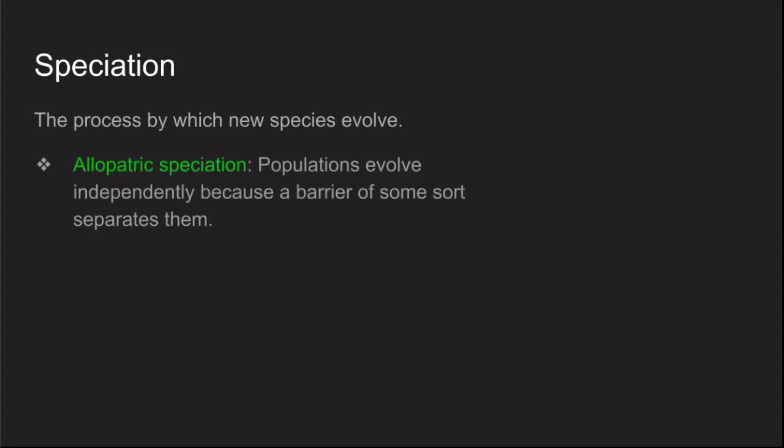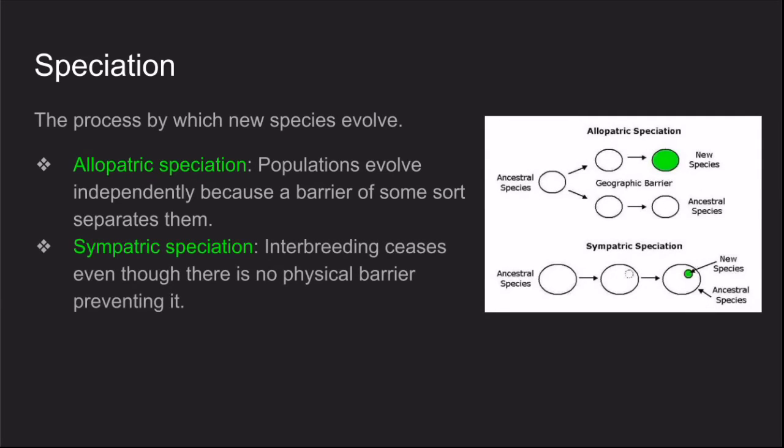Okay, we have just one more thing to talk about. Almost done. Yeah! Speciation is how new species evolve. There are two main ways that speciation occurs. The first is allopatric speciation. This means that interbreeding stops because a barrier of some sort splits a population into two groups. The second is sympatric speciation. This means that interbreeding ceases even though there is no physical barrier preventing it. They just don't like each other anymore.